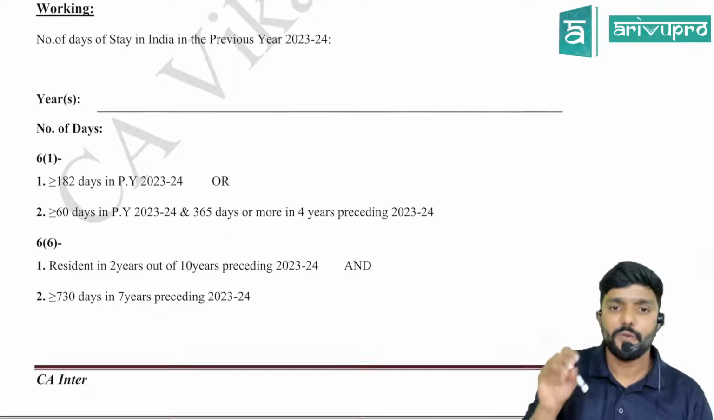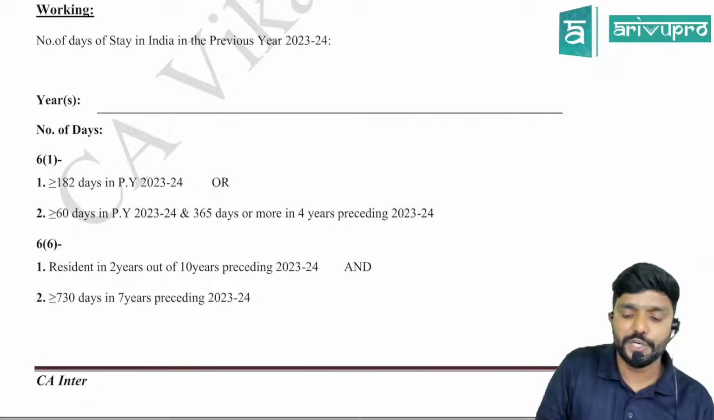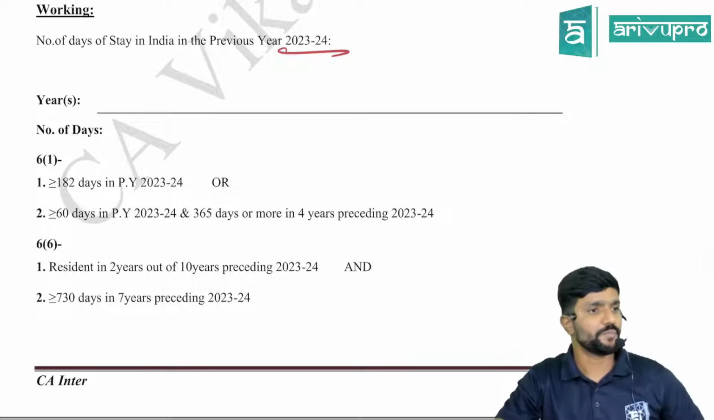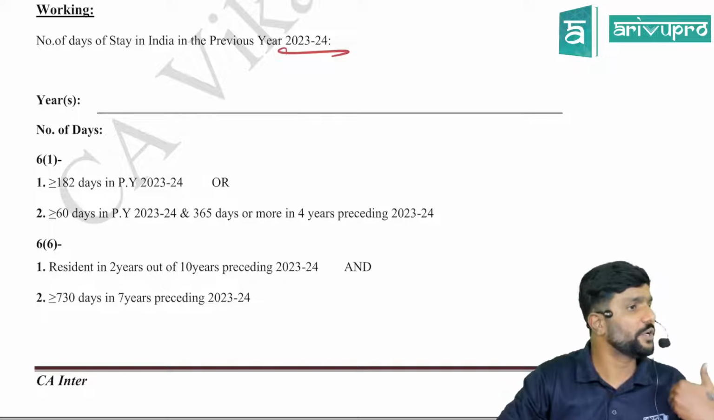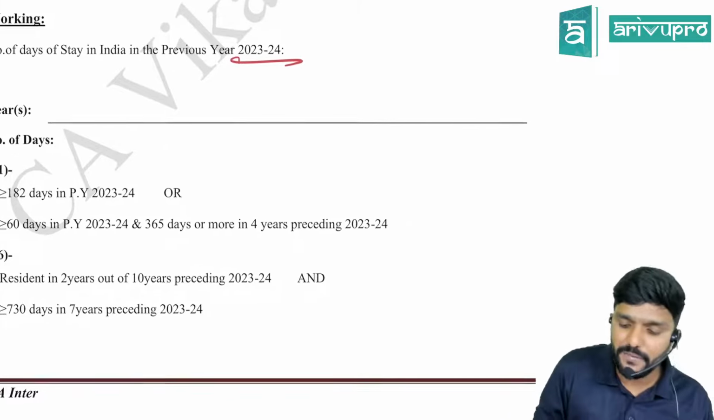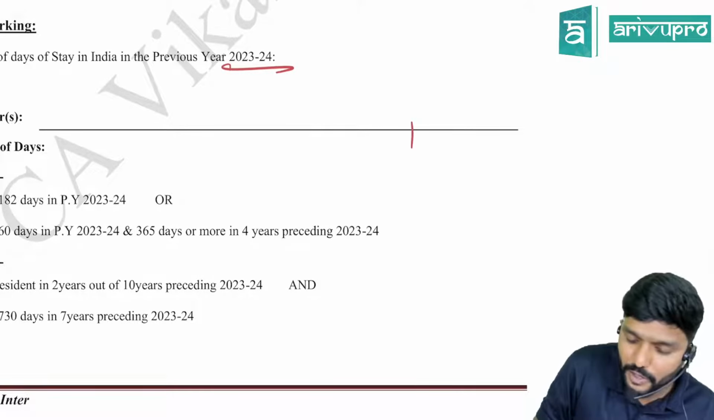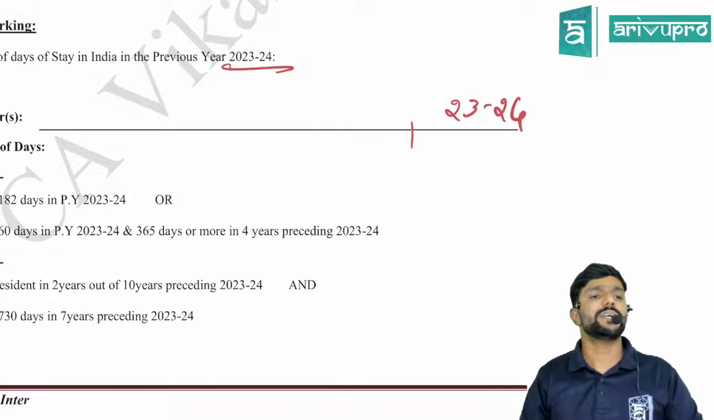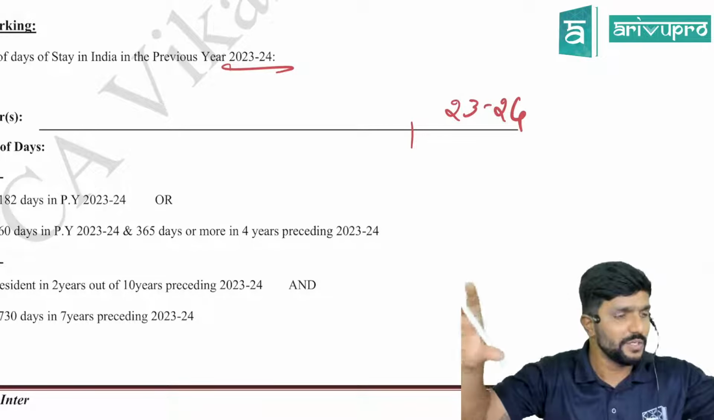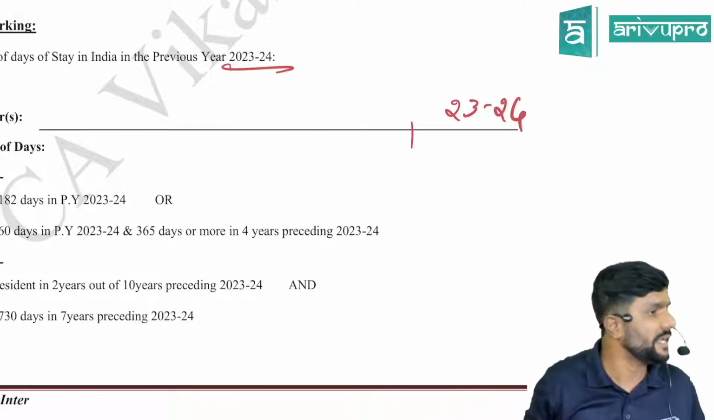Now, guys, we are checking the residential status for which year? 23-24. So first we have to see an individual, meaning you and me, natural human beings. In the previous year 23-24, how many days was I in India? In the previous year 23-24, that is the current year for you, how many days were you in India?